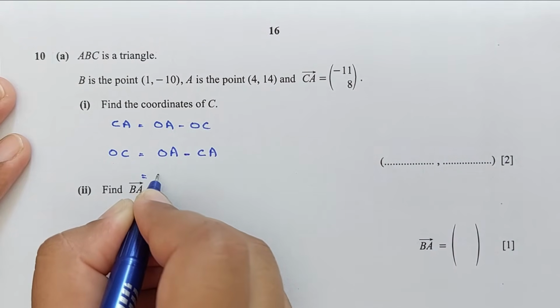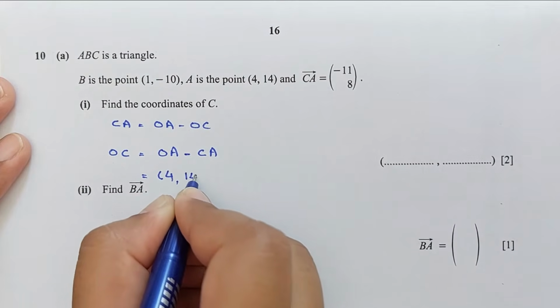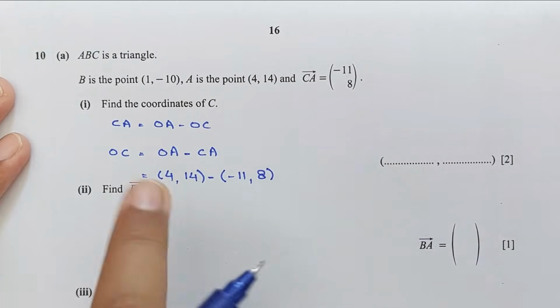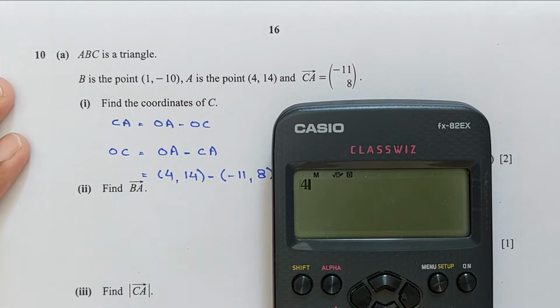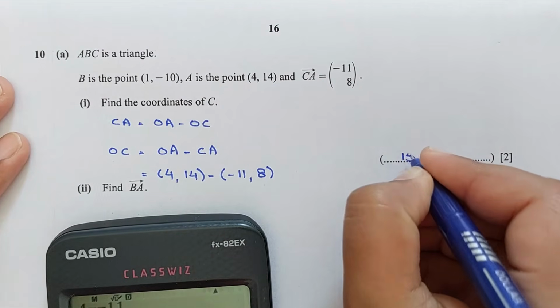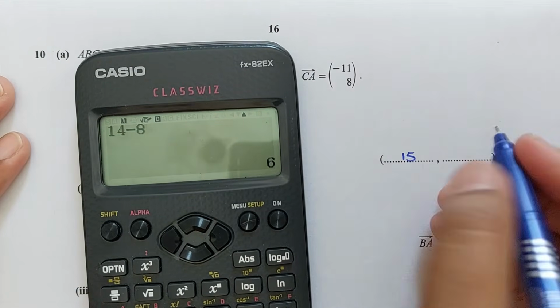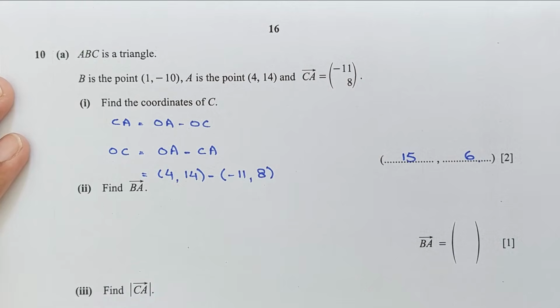So what is OA? OA is the point A, which is 4 and 14, and subtract with CA, which is minus 11 and 8. So subtracting x component with x component, so this is gonna be 4 minus 11, which is 15, y with y component 14 and 8. So 14 take away 8, which is equals to 6. So 15 and 6 are the coordinates of C.